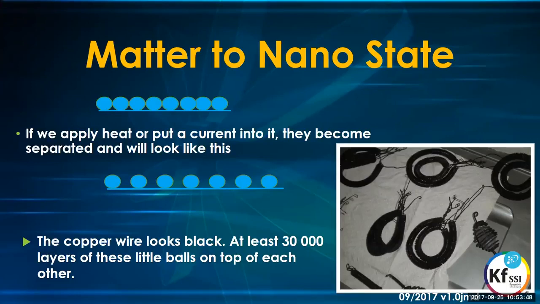And the copper wire then looks black, but we have at least 30,000 layers of these little balls on top of each other, and that's our nano layer that we create. And it's black because it's able to absorb the full light spectrum, and that's why we see it as black.